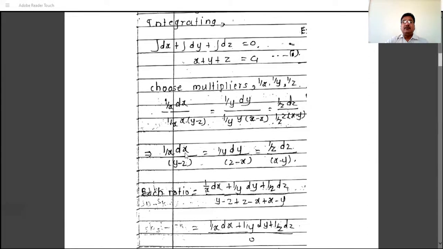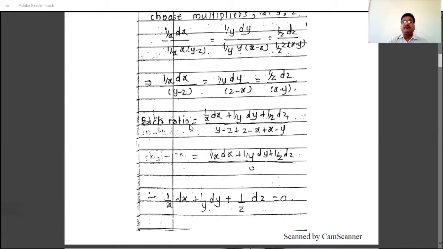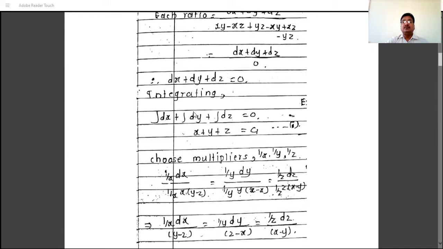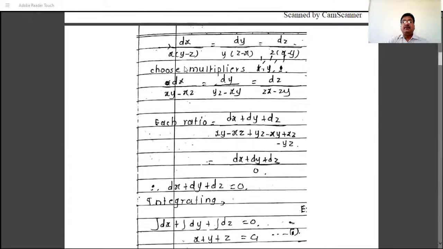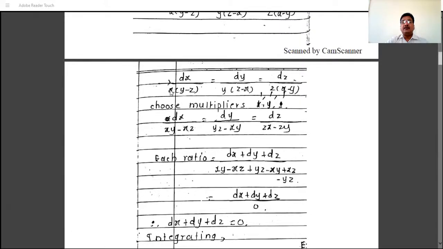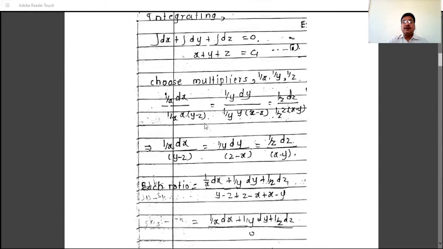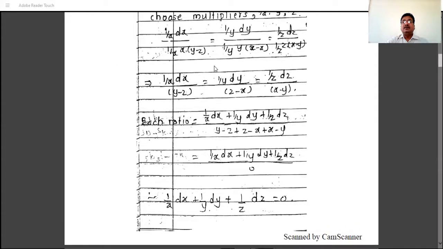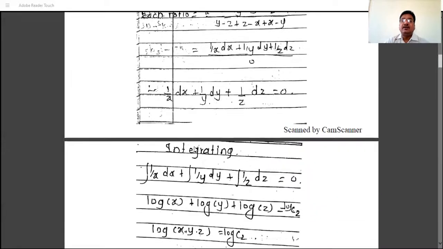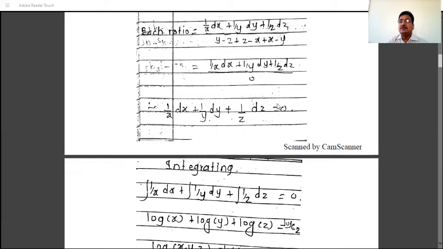So what happens? Multiply, each ratio is equal to 1 by x dx plus 1 by y dy plus 1 by z dz divided by, multiply 1 by x to this factor, 1 by x into x, y minus z, we have y minus z, then 1 by y into y, z minus x, and 1 by z into z, x minus y become x minus y, and therefore we have the answer 0. And therefore 1 by x dx plus 1 by y dy plus 1 by z dz is equal to 0.